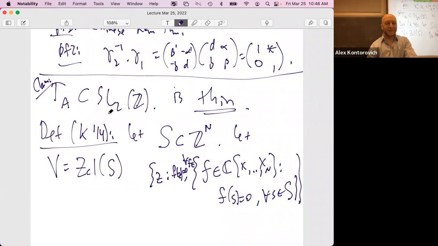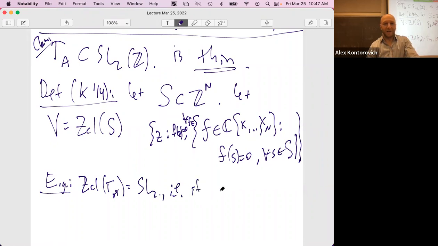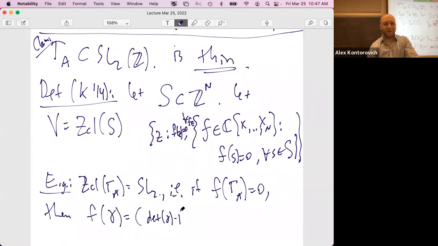Yeah, I'll show you in a second how this works, maybe let's do the example side by side. So for example, this gamma A, I claim that the Zariski closure of gamma A is all of SL2. So what does that mean? If a polynomial vanishes on every element of gamma A, then what does that polynomial do to a matrix? It's determinant of the matrix minus 1 times an arbitrary polynomial. This is arbitrary.